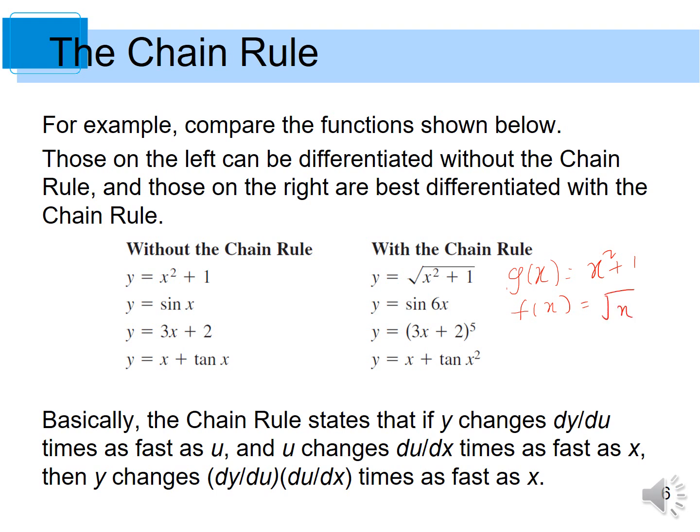And the composite function f(g(x)) is equal to radical x squared plus 1. So that is why we say this radical x squared plus 1 is a composite function and is best differentiated via the chain rule.